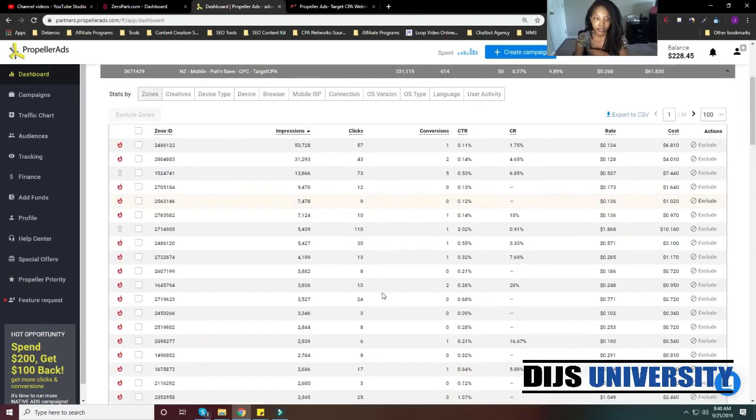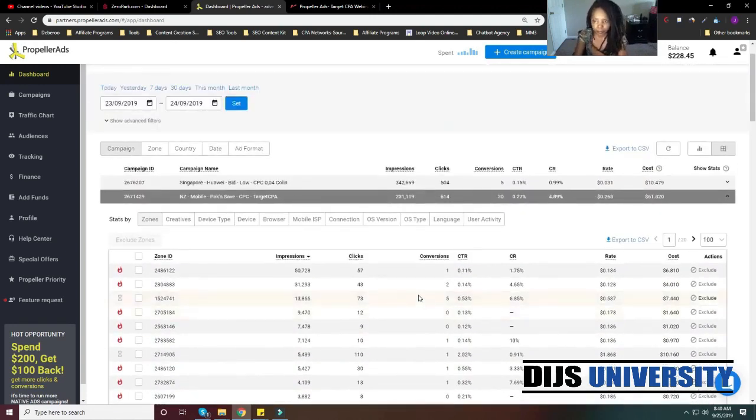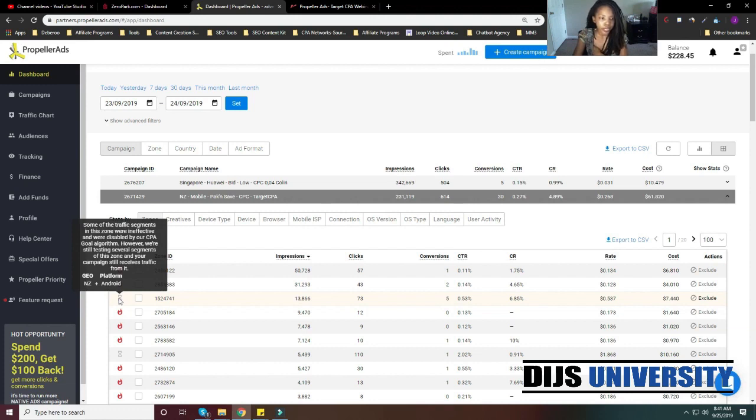So we'll look at the images, right? This one is paused for some reason. Some of the traffic segments in this zone were ineffective and were disabled by our CPA goal algorithm. However, we're still testing. The zone of your campaign will still retrieve traffic from it. Okay, so what they're doing is they're testing New Zealand and the platform Android for us to see if we can get some more conversions. This one they're saying is all the targeted traffic segments in this zone are working effectively.